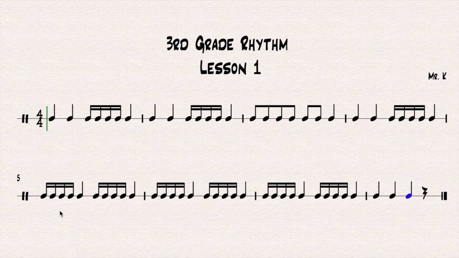1E and a 2, ready and a count. 1E and a 2, 3E and a 4. 1E and a 2, 3E and a 4. 1, 2, 3.